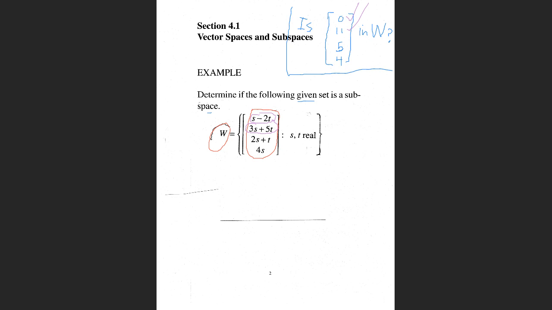What about the third entry? Does that work? Yeah. 2 times 2 plus 1 is 5. But the fourth entry, that doesn't work, because 4 times s is equal to 2, and 4 times 2 is 8. So if I change this 4 to an 8, then this vector would be in W, right?